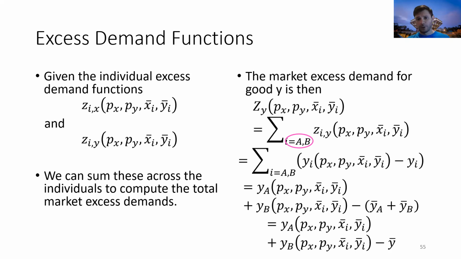Okay, so what I would like us to do next is go through an example where we're going to use some preferences to think about the demand functions from utility maximization. And then we're going to subtract out the endowments so we can get the excess demand functions for each individual for each good. And then we'll be able to add that up over the individuals to think about the market excess demand functions for each market X and market Y.